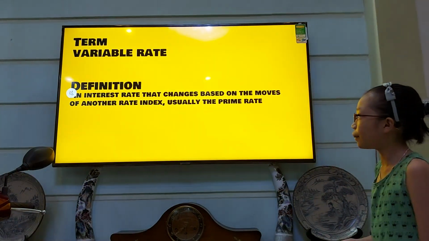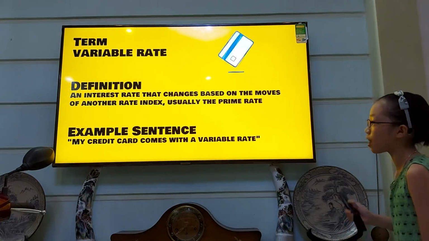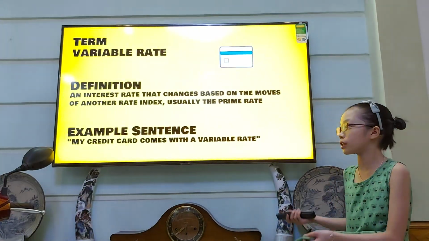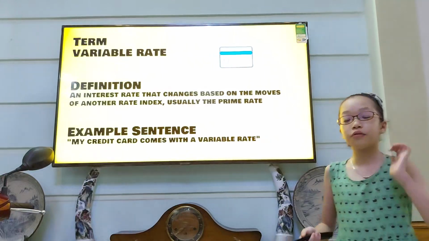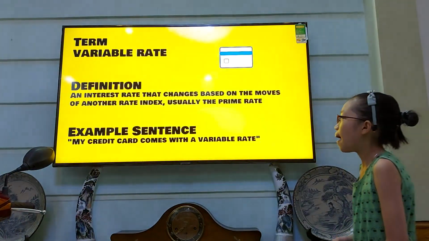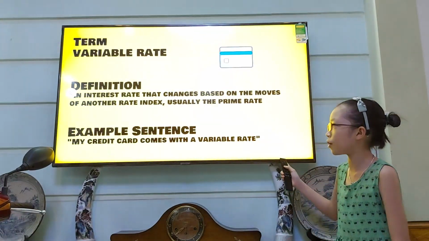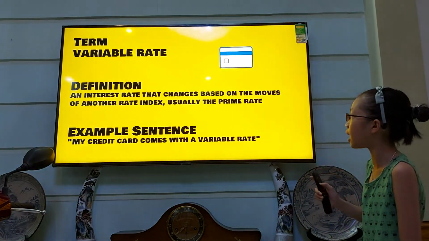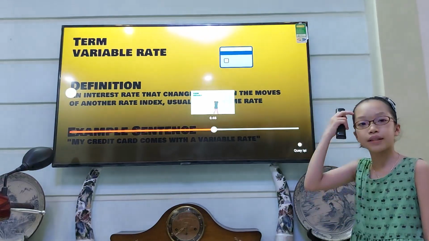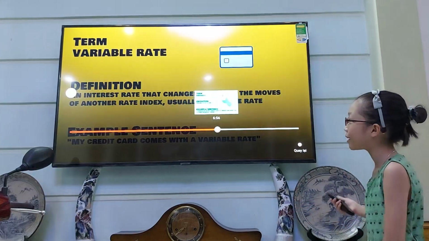And here, variable rate, an interest rate that changes based on the move of another rate index, usually the prime rate. So the prime rate, we just learned, the bank will offer to VIP customers, but this is a very variable rate. My credit card comes with a variable rate, which means it comes with an interest rate that changes based on the move of another rate index. Many new terms about credit cards that you still don't know, right? So this video is just for you.